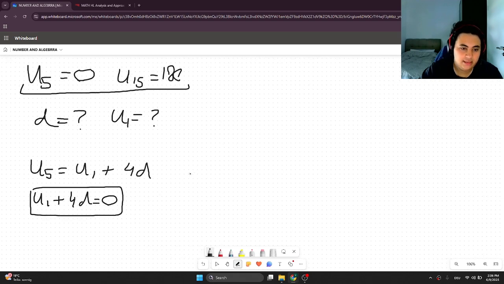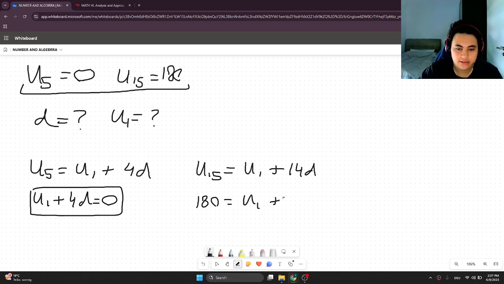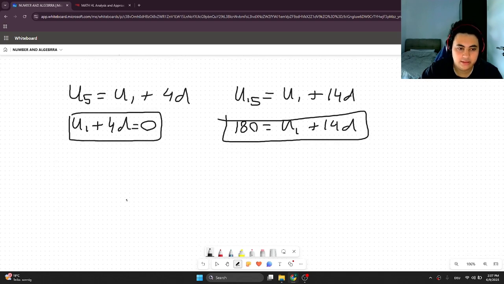And then here on the side, you have U15 is equal to U1 plus n minus 1, so 14D, right? And U15 is 180, so you have 180 is equal to U1 plus 14D. And that is your second equation, right? So you write these under each other. So you say U1 plus 4D is equal to 0. And you say U1 plus 14D is equal to 180.